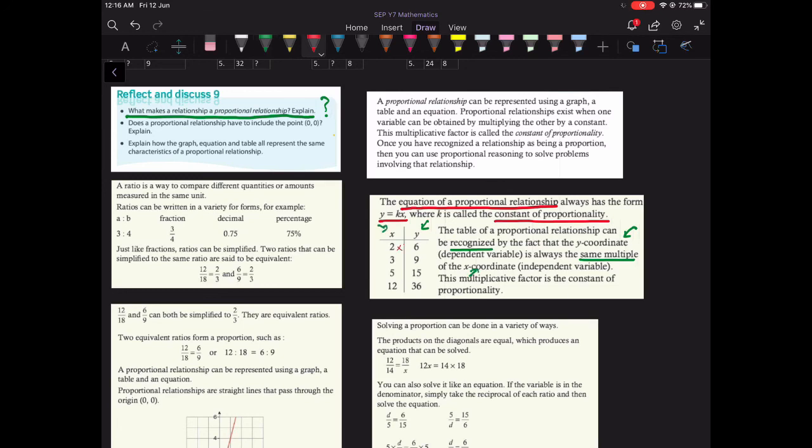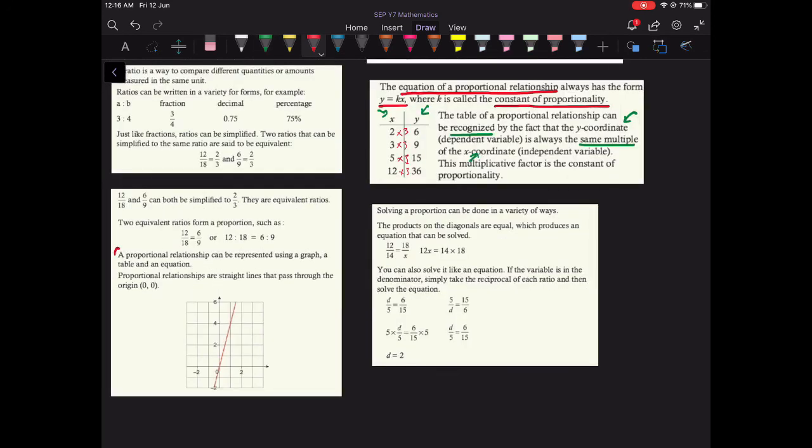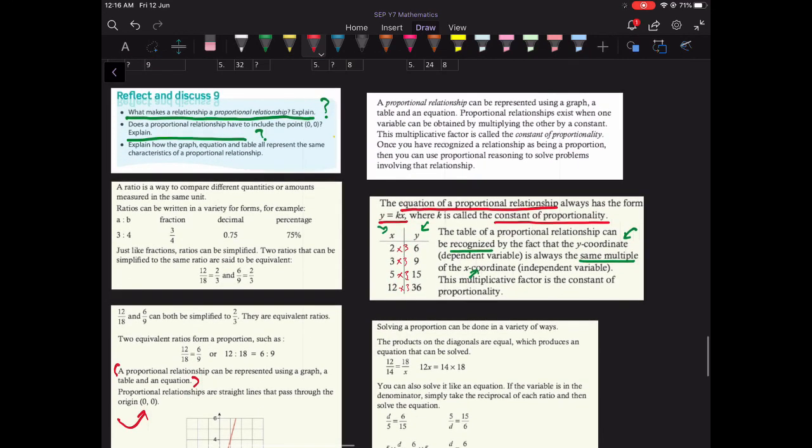In this case, it's 3. We multiply 3 with the independent variable to get the dependent variable. Does the proportional relationship have to include the point 0, 0? Yes. A proportional relation can be represented using a graph, and that graph always passes through the 0, 0 point.